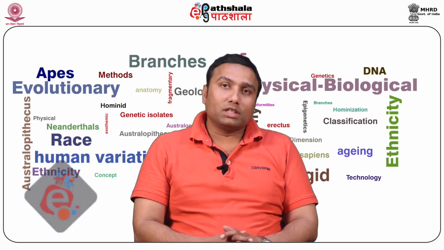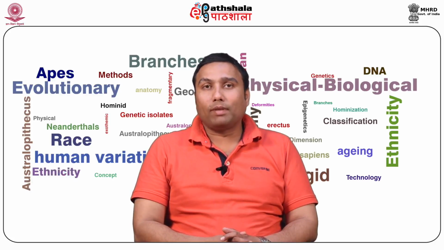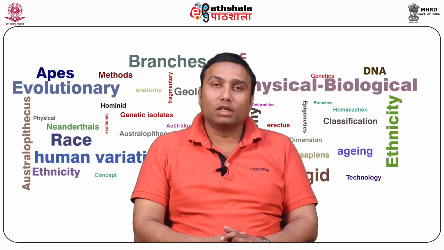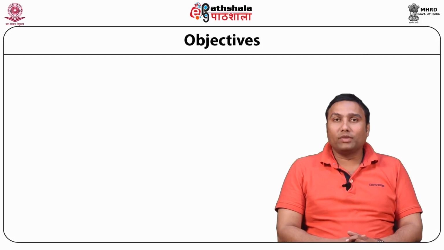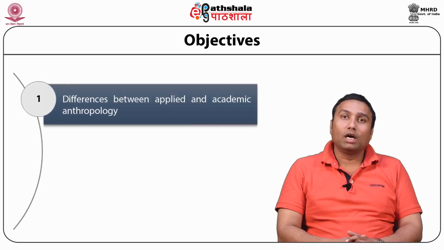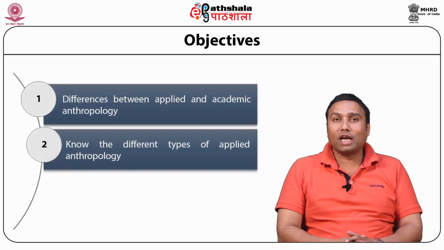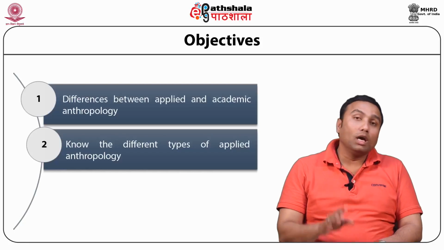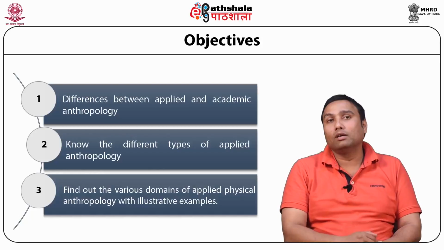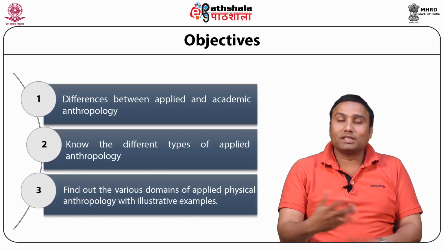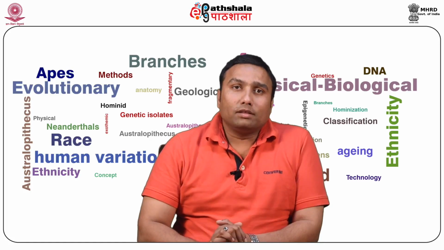Today we are going to discuss a module called Applied Physical Anthropology under the paper Physical or Biological Anthropology. The learning objectives of this module are as follows. In this module we are going to find out the differences between applied and academic anthropology. We try to know the different types of applied anthropology and also try to find out the various domains of applied anthropology with illustrative examples.